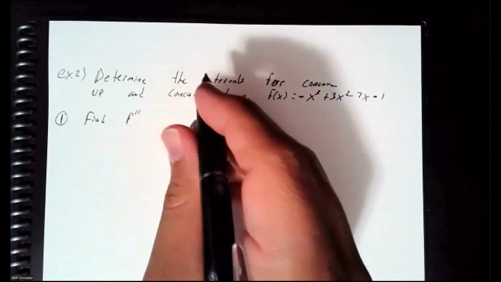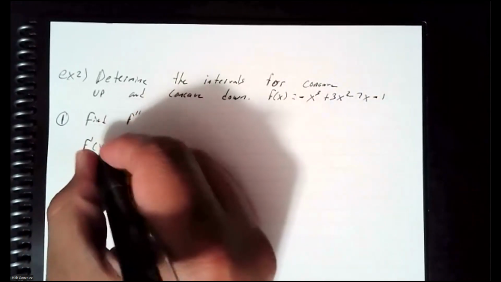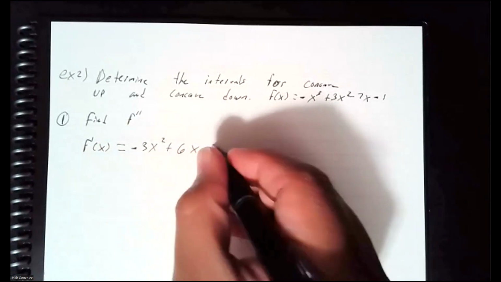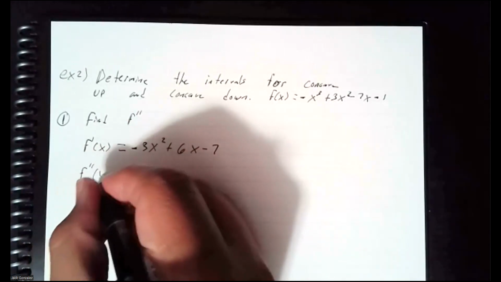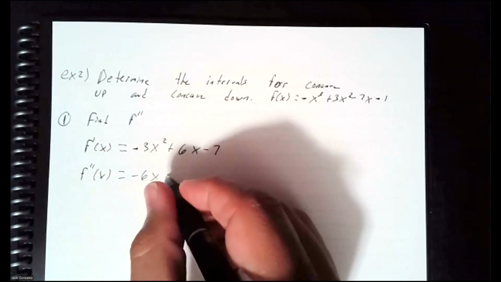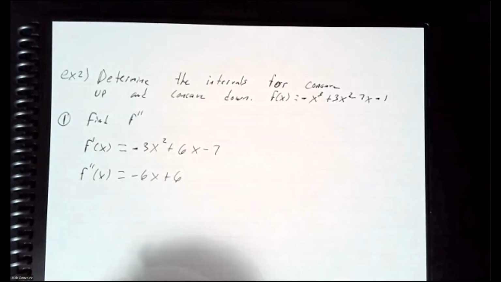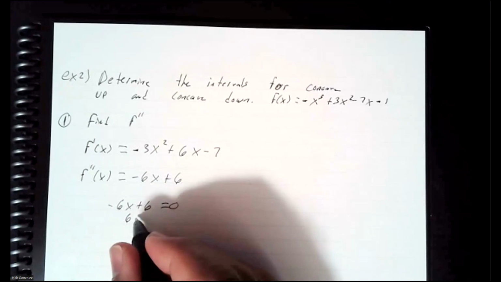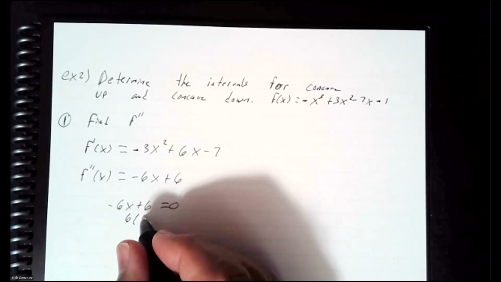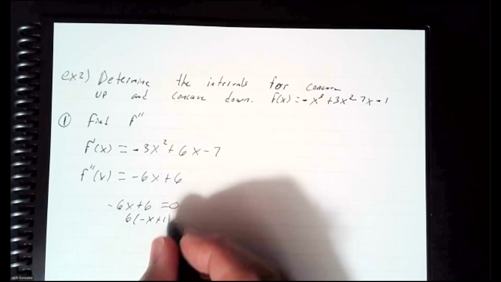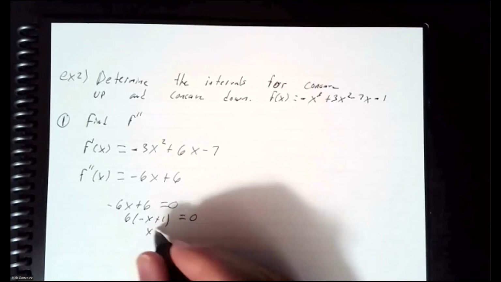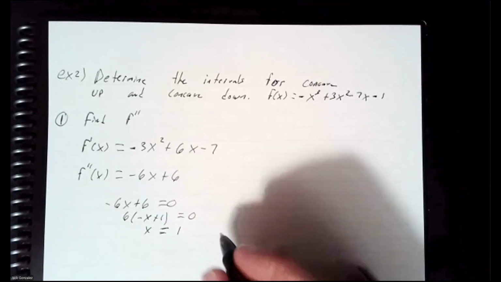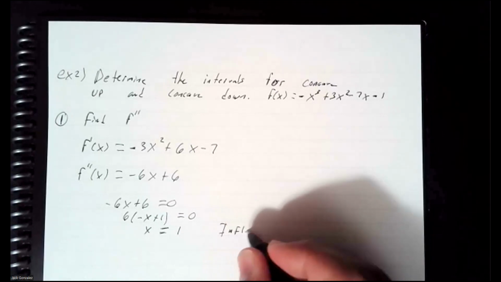Okay, so what'd you get for the first one? For the first one, I got negative 3x squared plus 6x minus 7. And then for the second you got negative 6x plus 6. That sounds good to me. Set this to 0. You get negative x plus 1, so x is equal to 1. Yes, this is an inflection point.